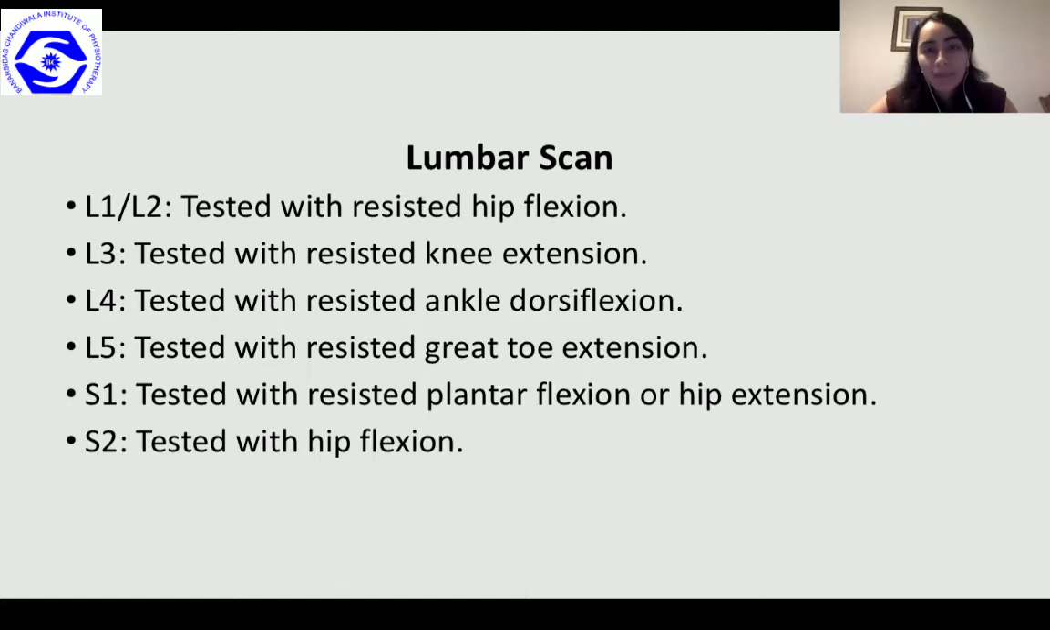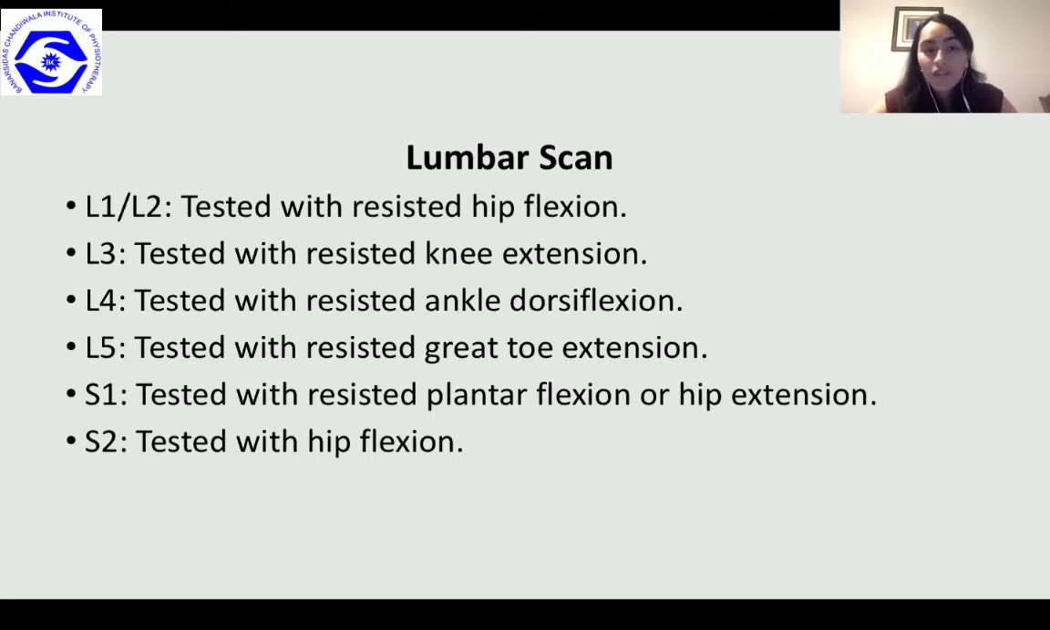For the lumbar spine, we will ensure that the patient is either in the high sitting position or in the supine position. And we'll begin with L1, L2. So it is tested with resisted hip flexion. And L3 is tested with resisted knee extension.